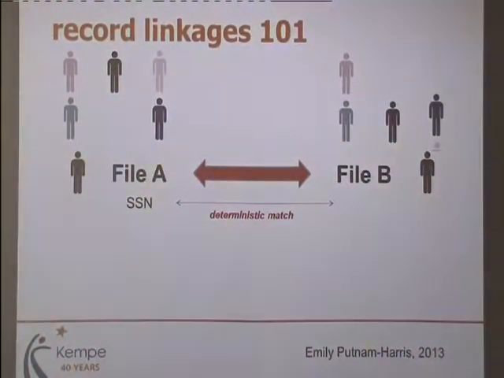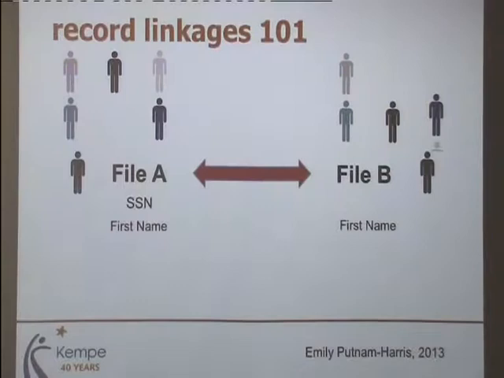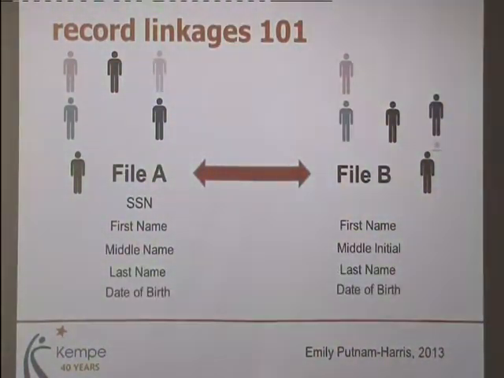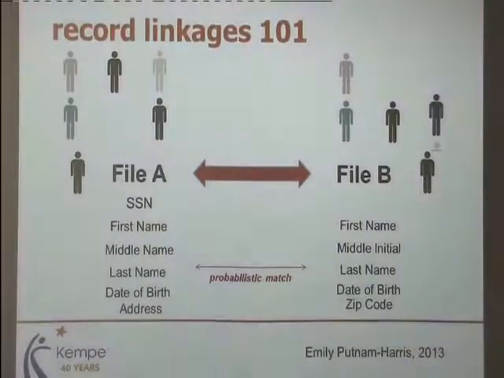But in some cases, we don't have the Social Security number. So maybe we've got it in file A, but we don't have it in file B. But we may have other information, like the first name and the middle initial and the last name and the date of birth and the address. And maybe we've got the address in one and a zip code or a postal code in the other. And so in those instances, what we would use is what's called a probabilistic match.